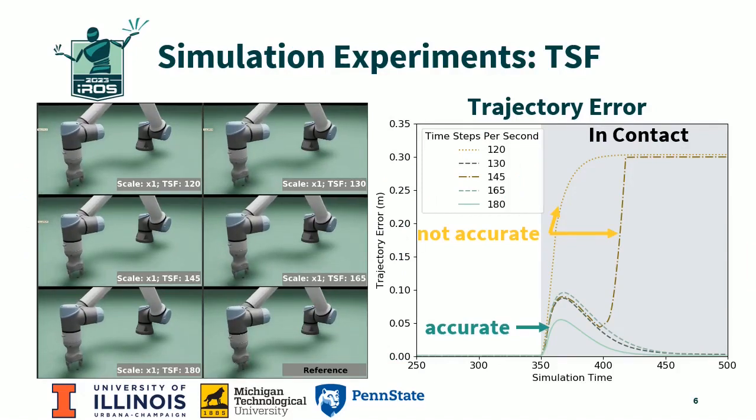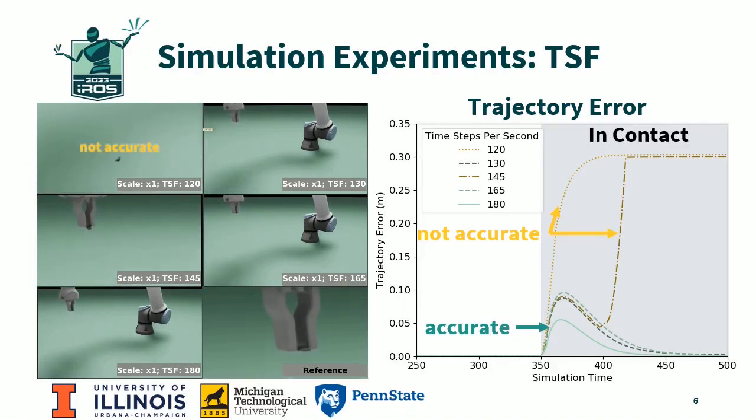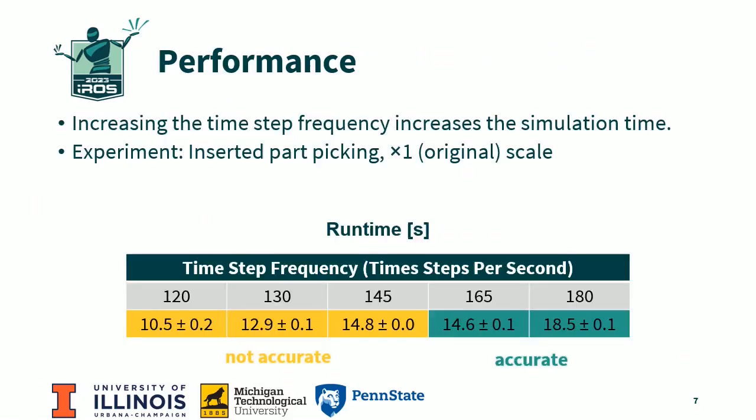Experiments show the impact of time-step frequency on simulation accuracy. As we see in this video and corresponding trajectory error plot, a smaller time-step frequency reduces the simulation accuracy, resulting in the part slipping within the grasp or being dropped. Increasing the time-step frequency improves the simulation accuracy.